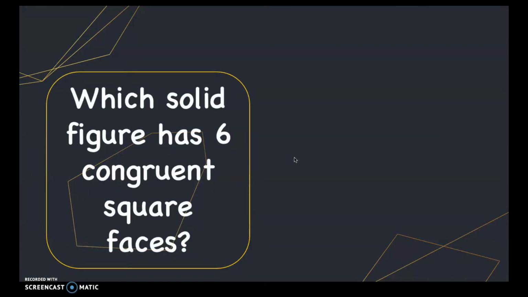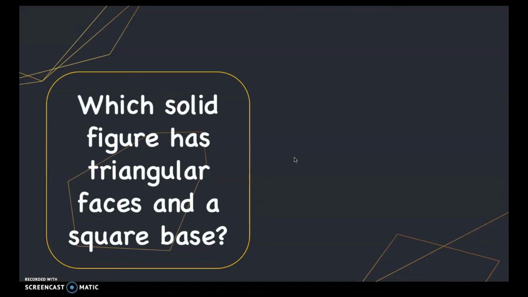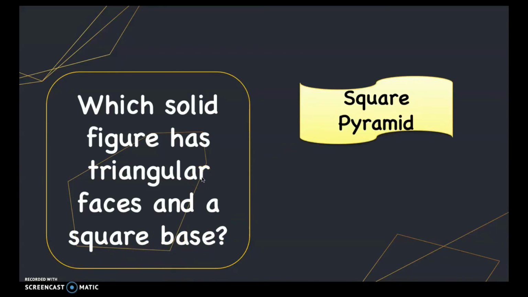Now, which solid figure has six congruent square faces? So it's very obvious that if all faces are square and they are identical and congruent, therefore it's a cube. Now, which solid figure has triangular faces and a square base? So, if the faces are triangles and it has only one base, that means it's a pyramid. So, what's the name of the pyramid? We name it by the shape of its base. So, it has a square base, therefore, it is called a square pyramid.